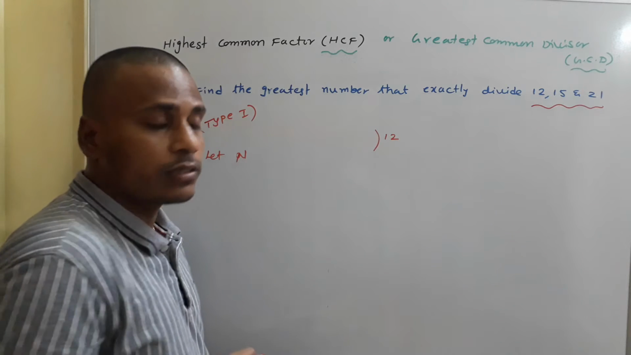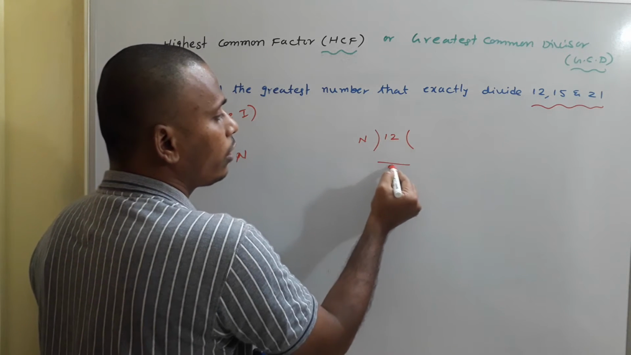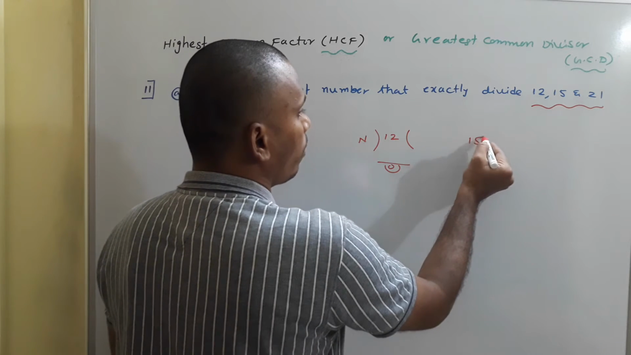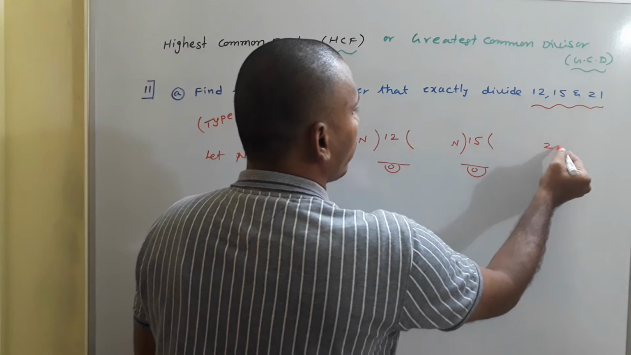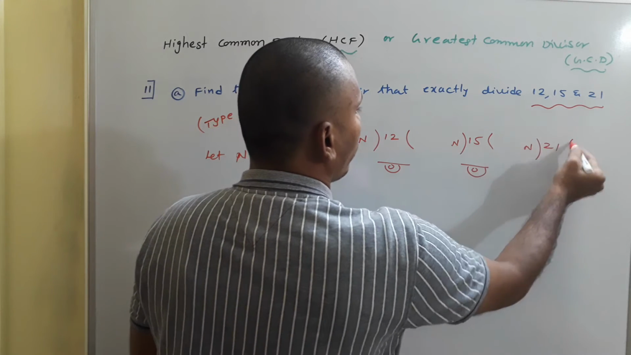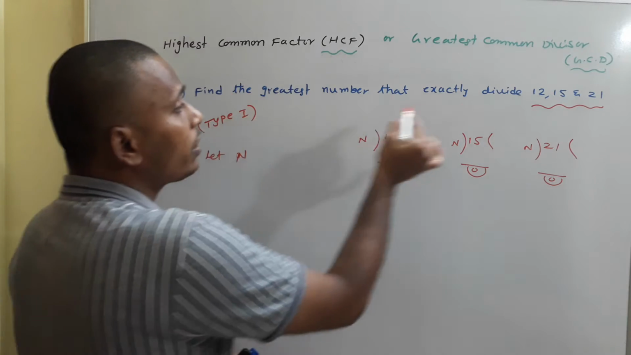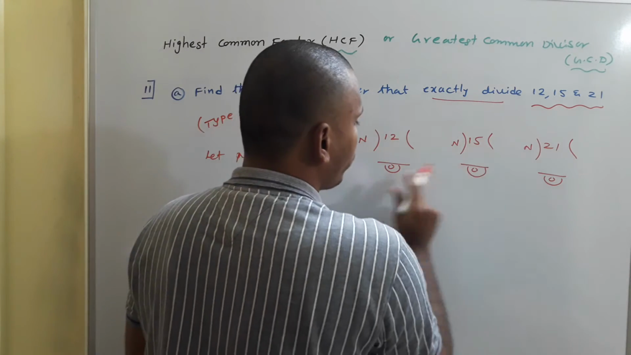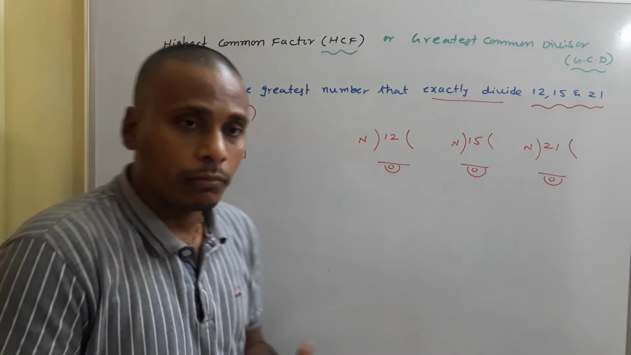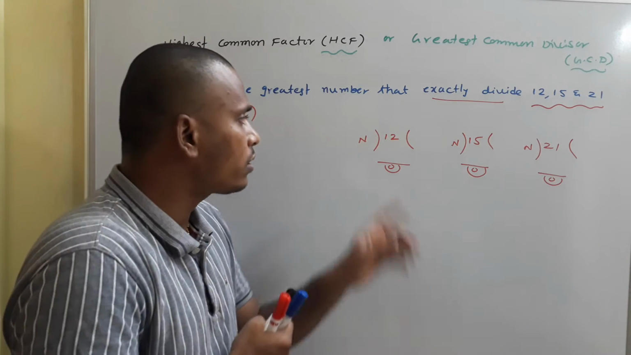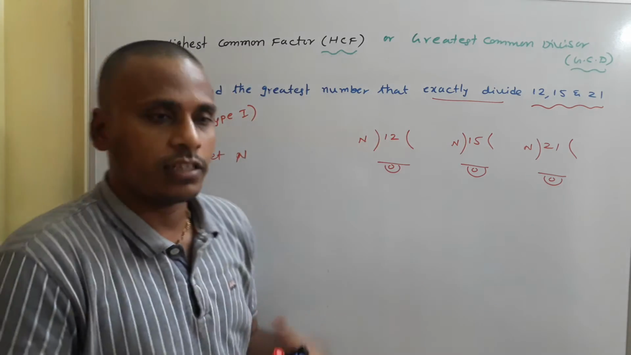Since n is our answer, when you divide 12 by n, you need to leave remainder 0 as per the problem. Divide 15 by n, 0 is the remainder. Divide 21 by n, 0 is the remainder. Greatest number that exactly divides: when the remainder is 0, then we say it is an exact division. We need to find a number which exactly divides these three numbers, and n is such a number, and we need to find the greatest such number.